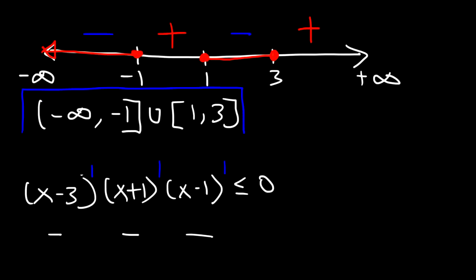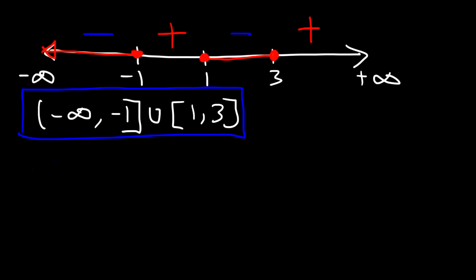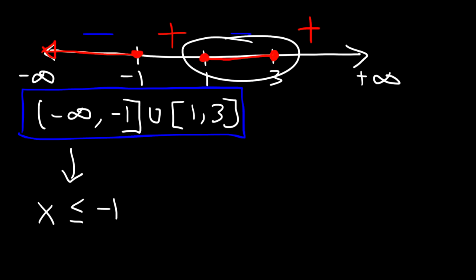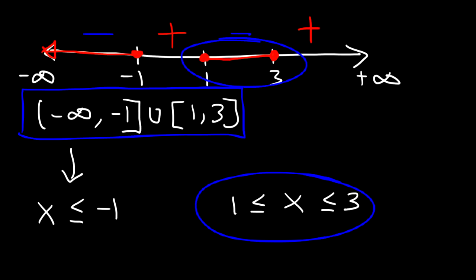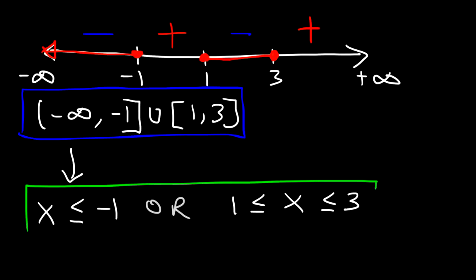Now what's the answer using inequalities? So for the first part, we could say that x is less than or equal to negative 1. So that covers this region. And then for the second part, we could say that x is less than or equal to 3, but greater than or equal to 1. So this inequality covers this region. So let me write an OR statement. So that's the solution using inequalities.